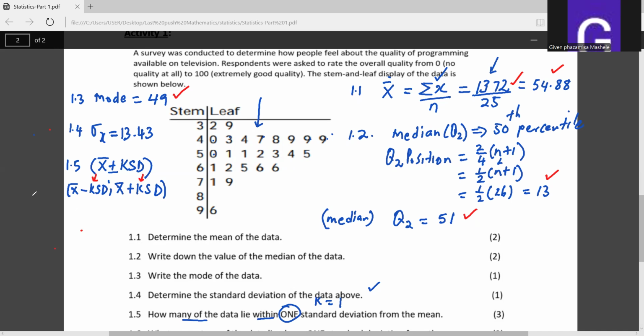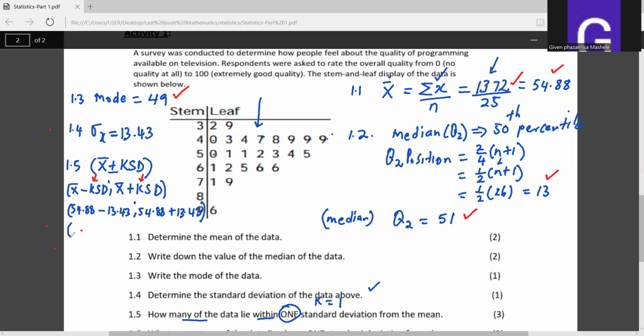So what is our mean value? The mean we calculated, the X bar, is 54.88. So this will be 54.88 minus k, which is 1, times the standard deviation. We have 13.43. Then the same applies, 54.88 plus 13.43. I apologize, it's 13.43, not 13.45.